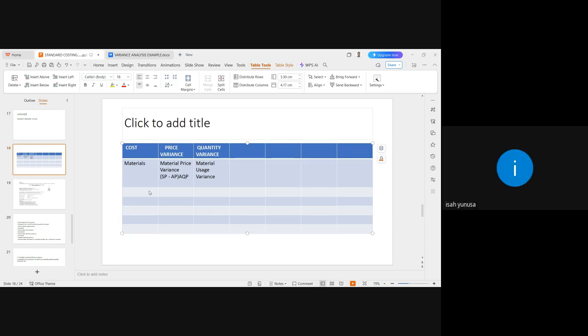I think it is going to be standard quantity minus actual quantity multiplied by the standard price. Yes, standard quantity minus actual quantity multiplied by standard price. Okay, thank you. Because we are trying to look at the difference between the usage, the standard quantity and the actual quantity.